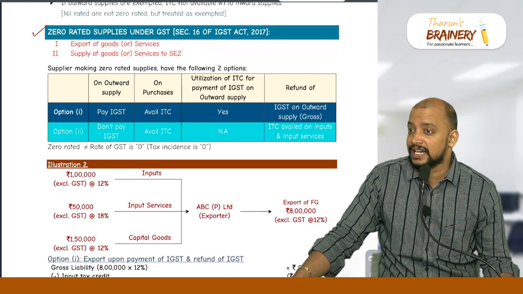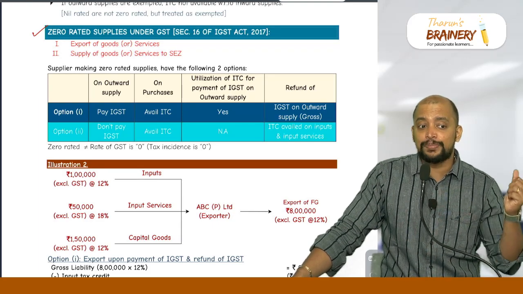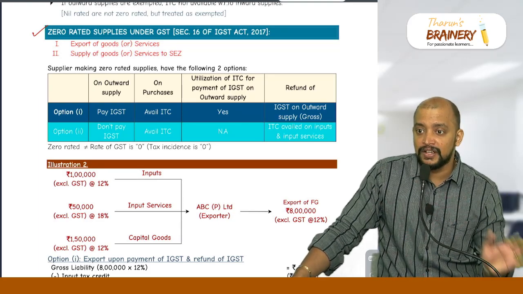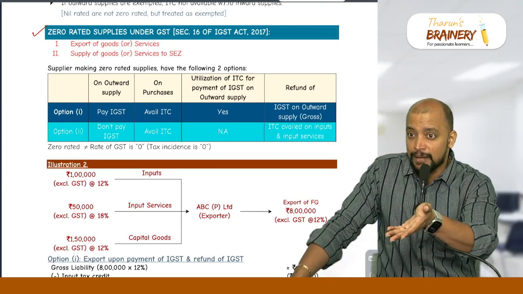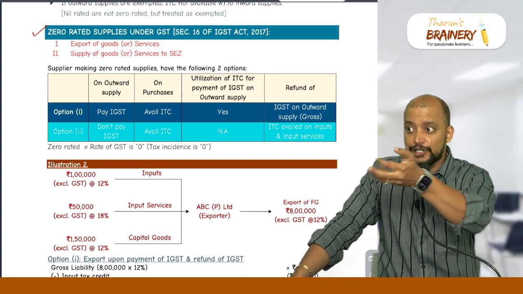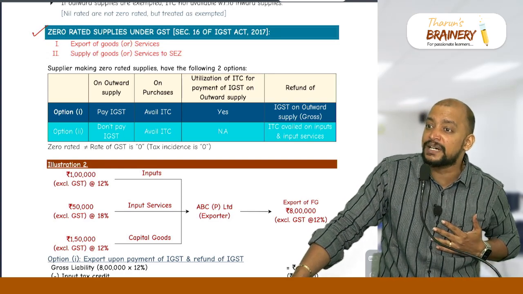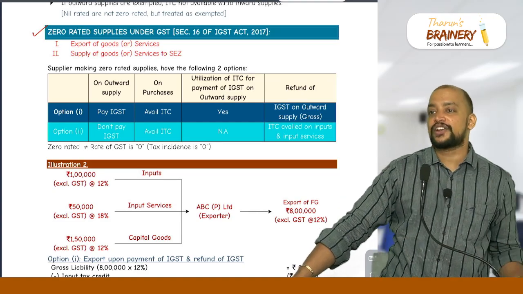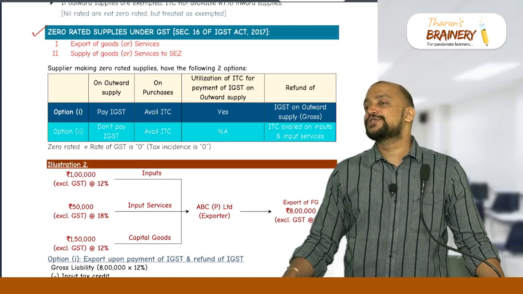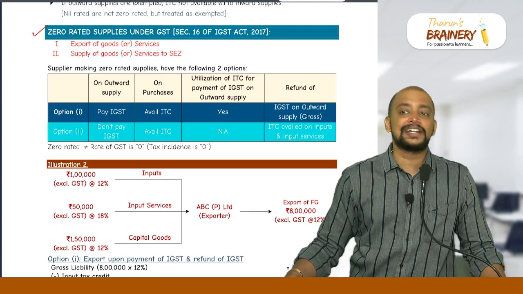What is the logic behind this 8 lakhs? Very simple. At the time of purchase, how much I paid? 5 lakhs. That also I am getting as refund. At the time of sales, how much I am going to pay? 3 lakhs. That also I am getting as refund, which means my tax burden is zero. So it is called as zero rated. Is it clear or not? As the tax burden becomes zero, it is called as zero rated supplies.